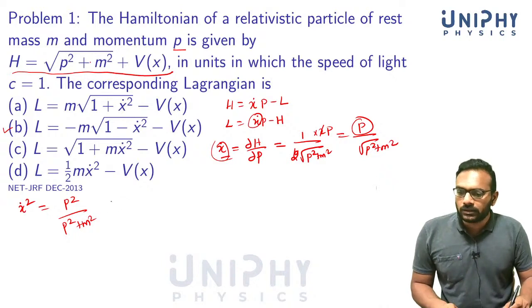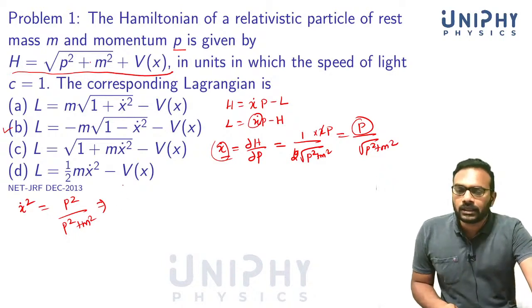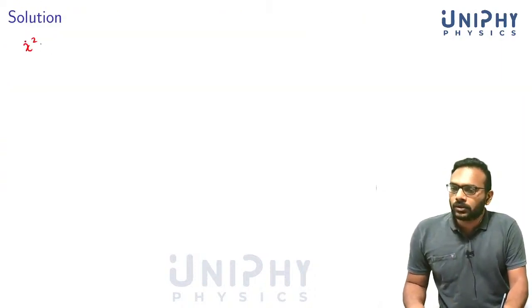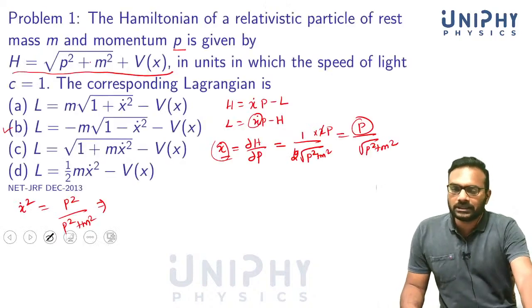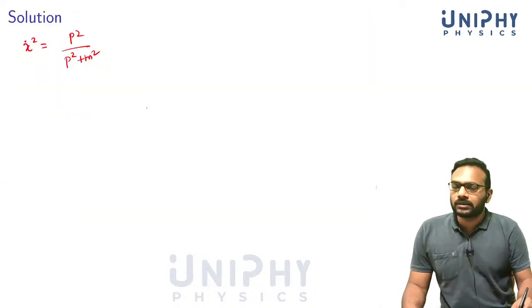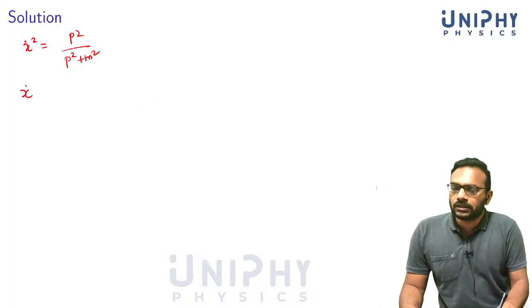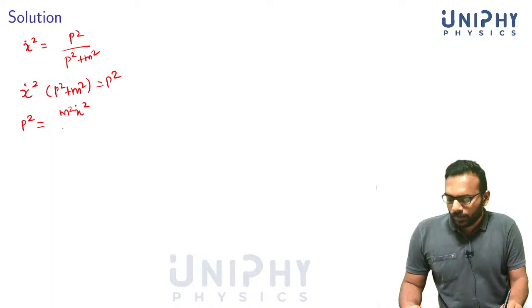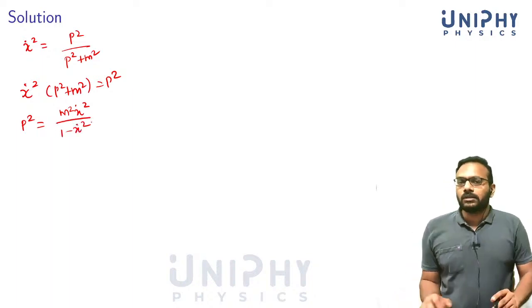I will use a fresh page here. This is where we stopped. We have x dot squared equal to p squared divided by p squared plus m squared. Now we just solve for p. You rearrange this and you get p squared as m squared x dot squared divided by 1 minus x dot squared. So that's the momentum for you.